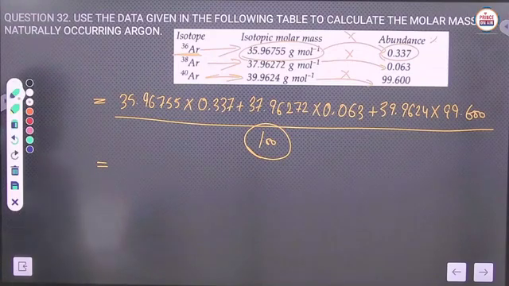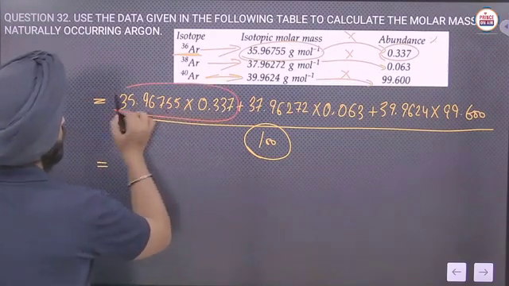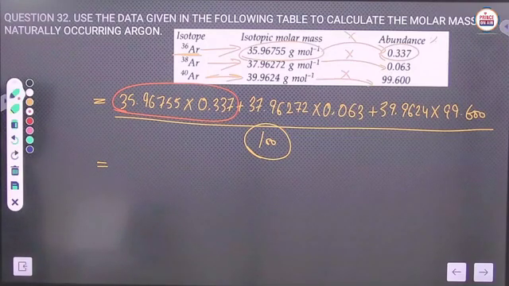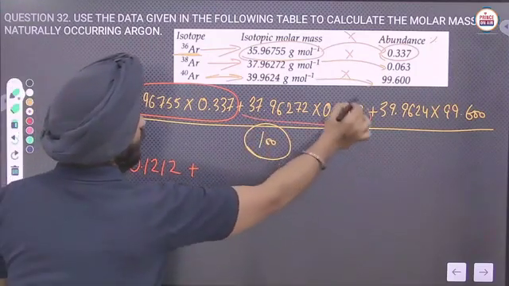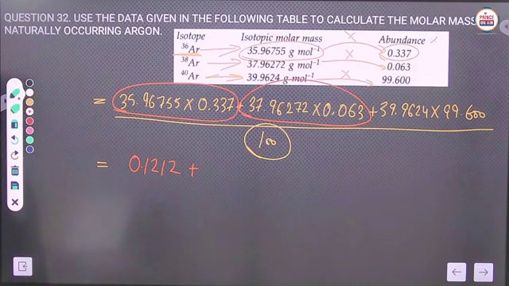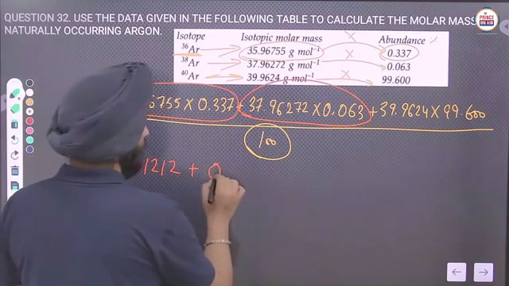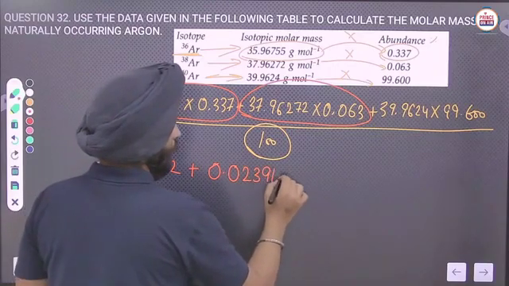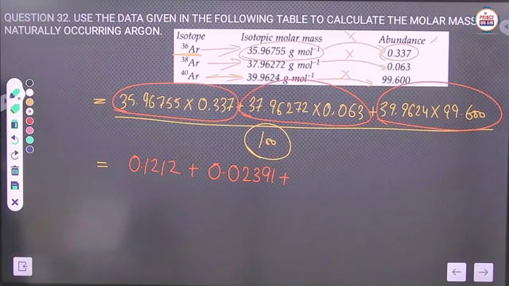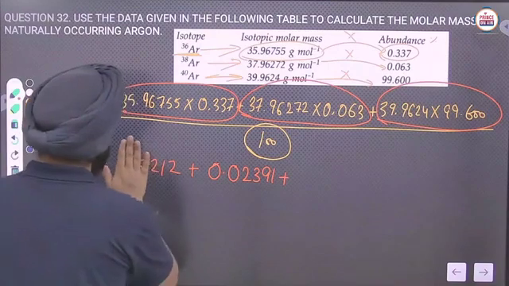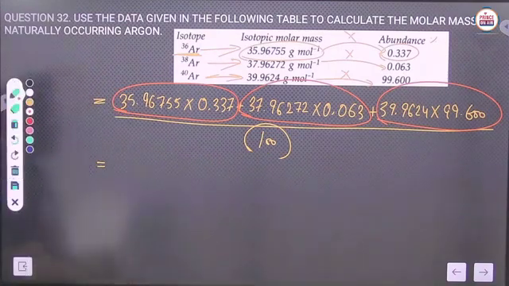If you multiply these two values, you will get 0.1212. Then multiply these two values, you will get 0.02391, and then multiply these two values, you will get 390, approximately. I will give you that answer directly, you can do that calculation.